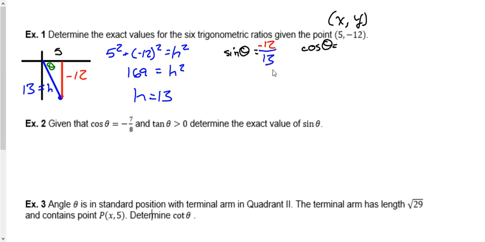That's sine. Cos will be adjacent over hypotenuse, so that's the 5 over 13. And tangent theta is going to be equal to opposite, negative 12, over adjacent.